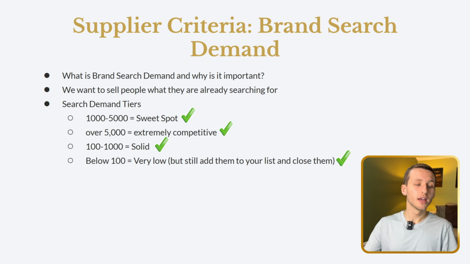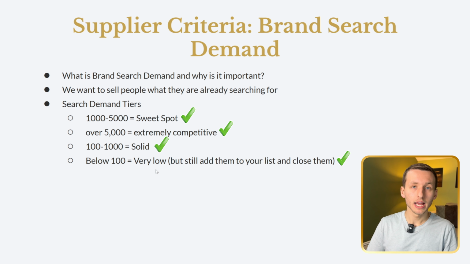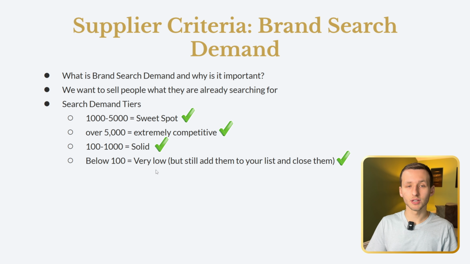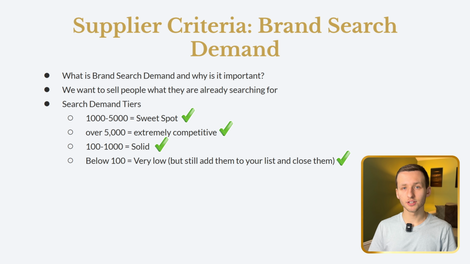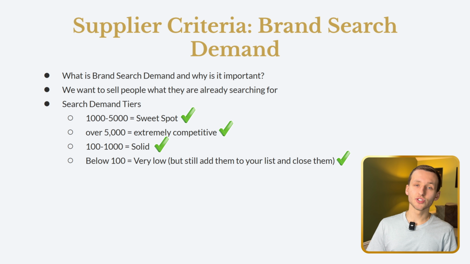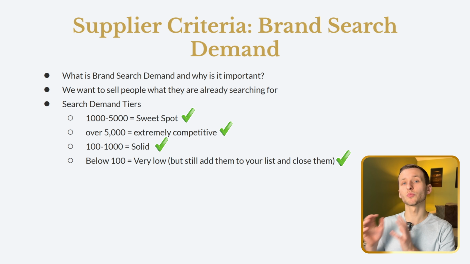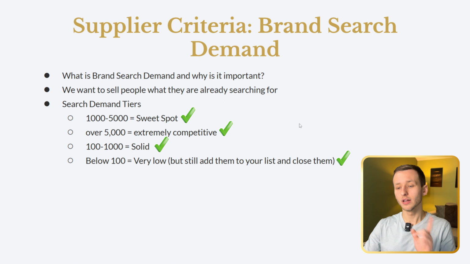Here's why. Below 100 is very low, but have I generated $30,000 in a month with a supplier that had a brand search demand below 100? Of course I have. Over 5,000 is extremely competitive, but do I have a brand that has 15,000 searches per month, and I've been able to close them and add them to my site and generate $30,000 a month with them alone? Yes, of course I have. So this is just to give us an idea of how many searches they have, to allow us to rank the suppliers, which we will go through a little bit later.